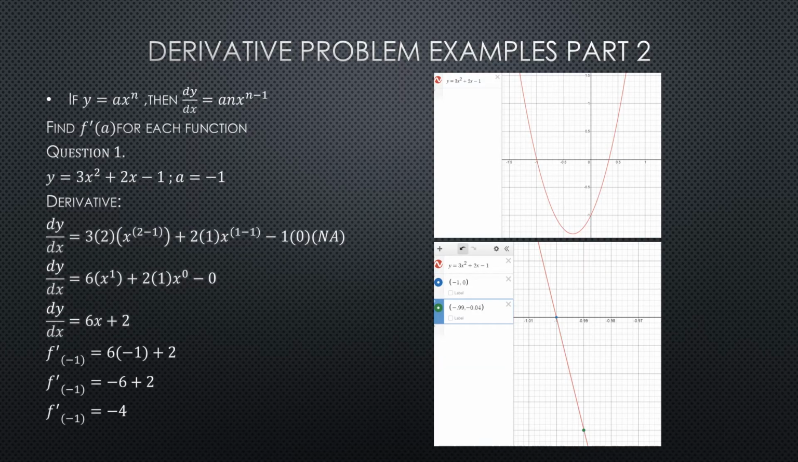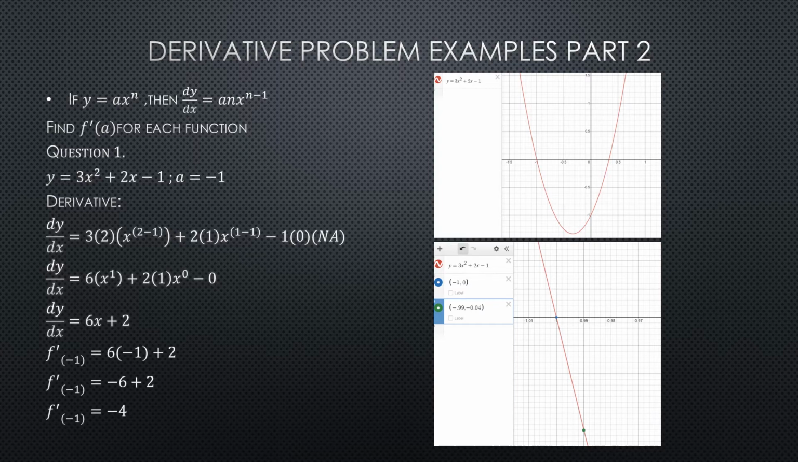Okay, so if we get a question that's asking for f prime of a for the function, so question 1, we're given y equals 3x squared plus 2x minus 1 with an a equal to minus 1. What that's saying is when you find the derivative, you're finding the slope of that function. But because we're talking calculus and curvy stuff, if we want to know the instantaneous slope at a specific point, we change that designation to f prime, and in this example, f prime of a.